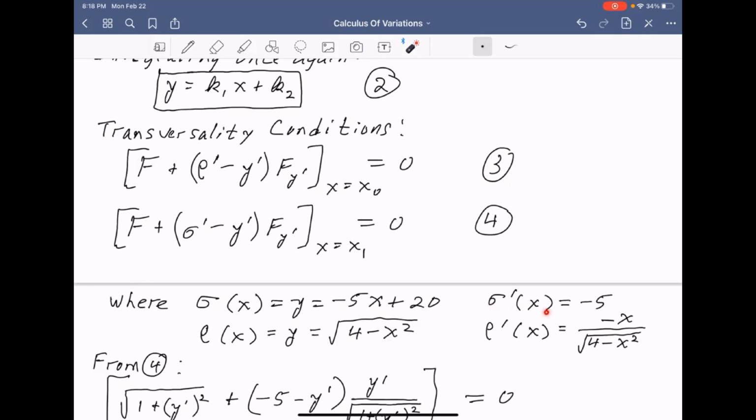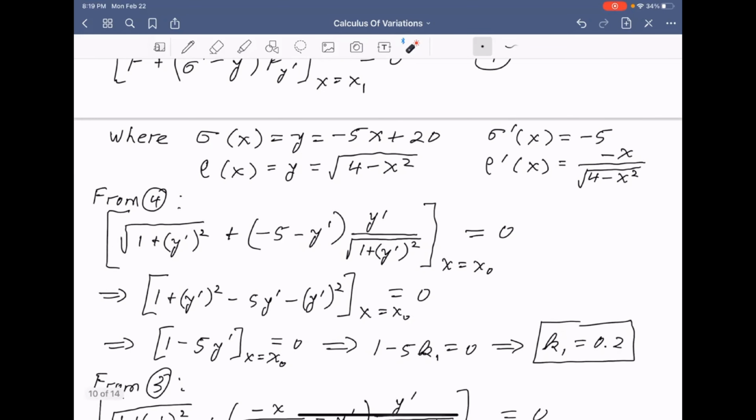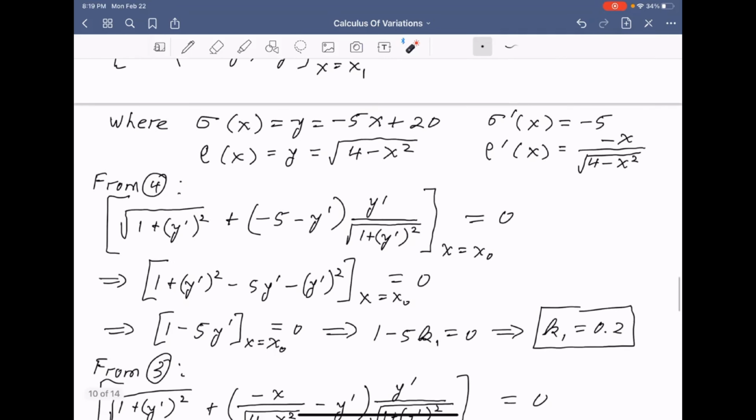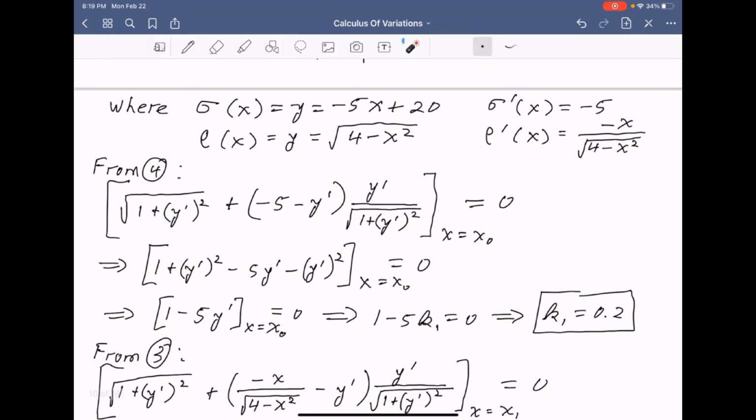So then the first derivative of sigma of x is minus 5, and the derivative of, I think that might be a phi instead of a psi, prime of x is equal to minus x over the square root of 4 minus x squared. So from this result here, we get that the square root of 1 plus y prime squared, plus minus 5 minus y prime, over the square root of 1 plus y prime squared is equal to 0, and we evaluate that at x0.